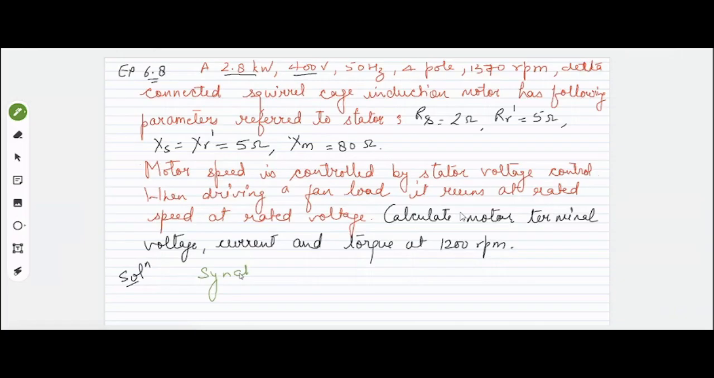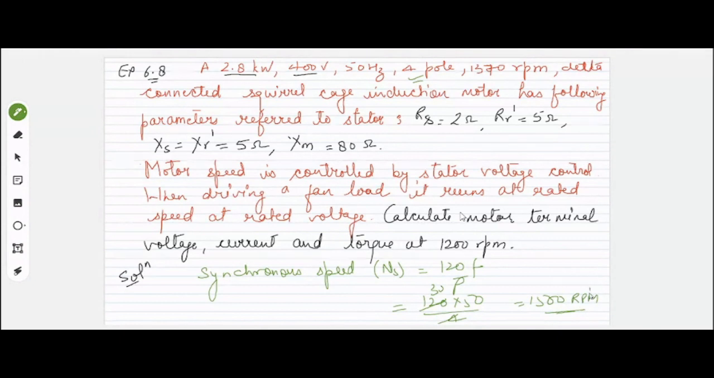Write your answer in the chat box. How much will be the synchronous speed? The synchronous speed is defined as Ns equals 120 f by P. For this case, we know the frequency is 50 hertz, whereas this motor is of 4 poles. So if this is a 4 pole motor, your synchronous speed will be 1500 rpm, right?